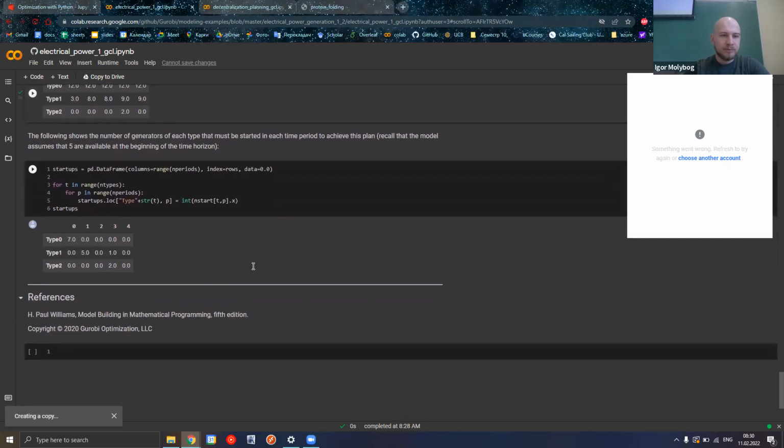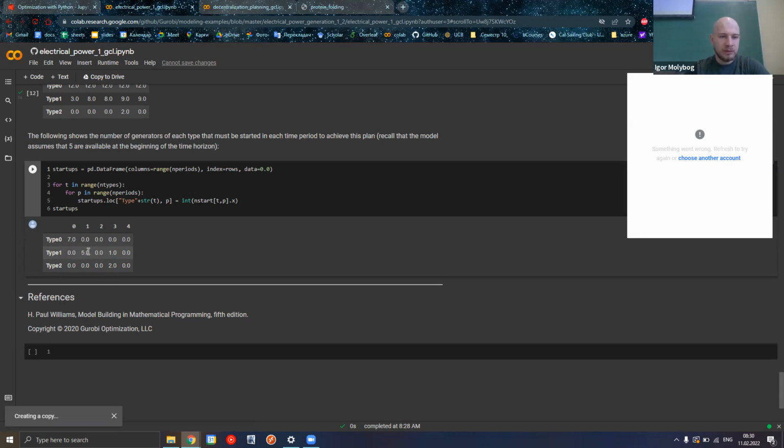The following shows the number of generators of each type that must be started in each time period. So how many generators are we starting? We are starting a lot of them of type 0 in the very first time period, and then we never turn them on. So we don't start anything at any time later.